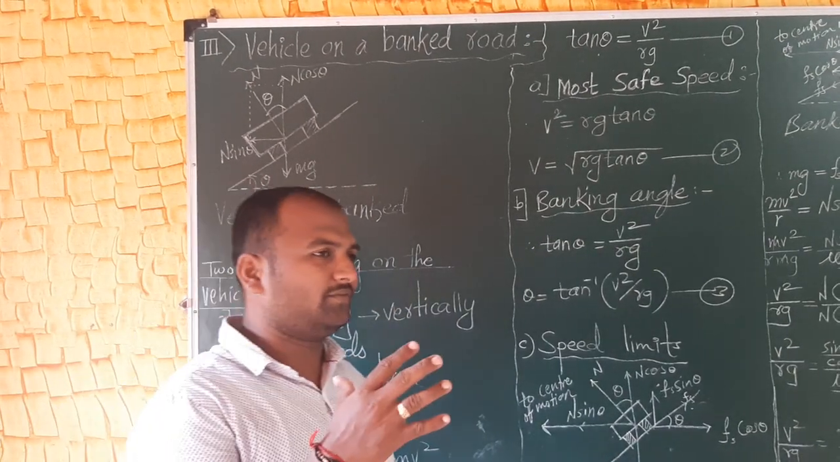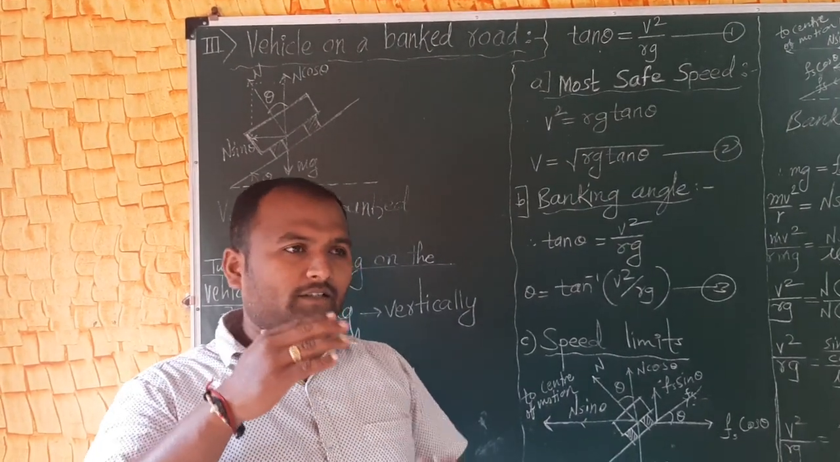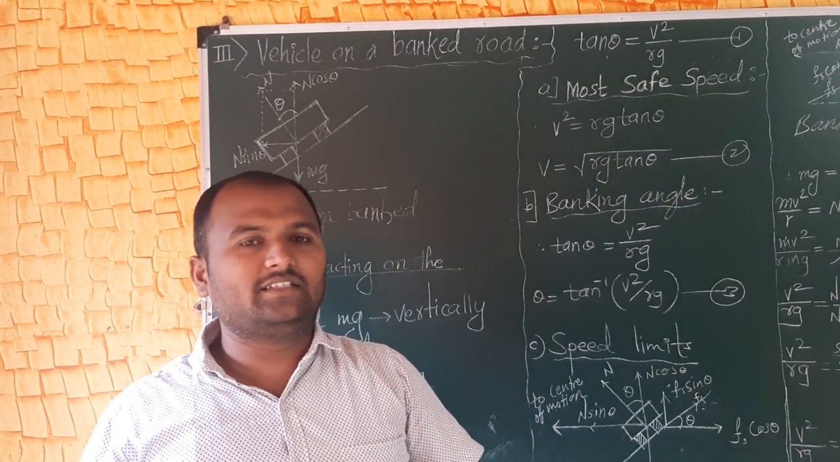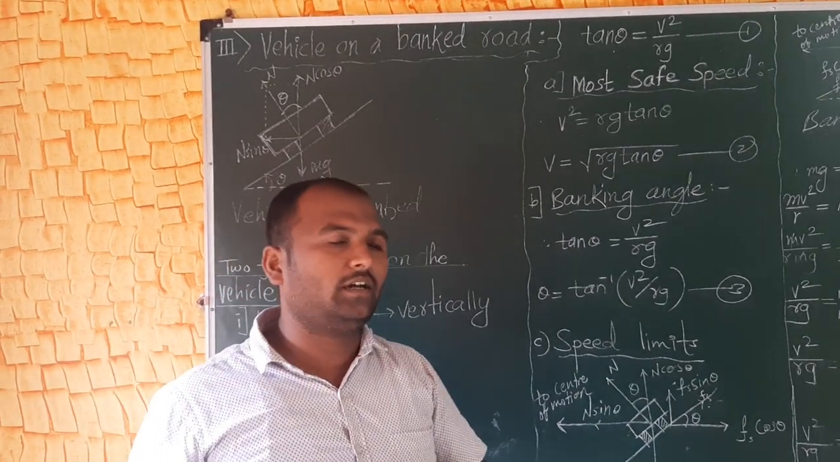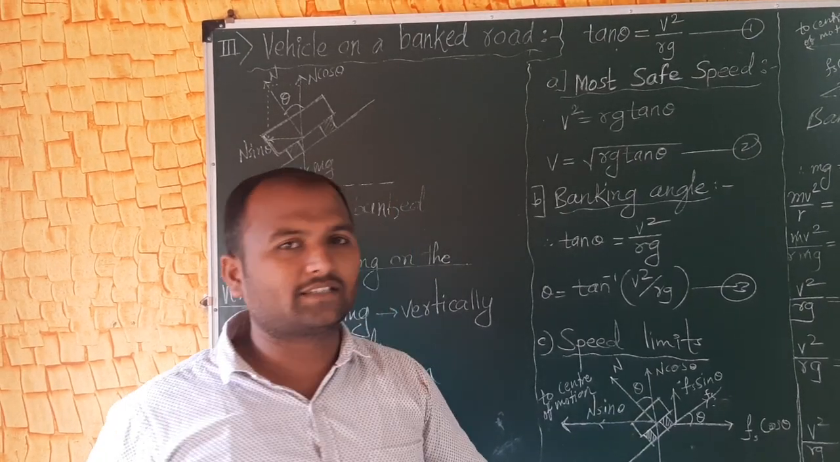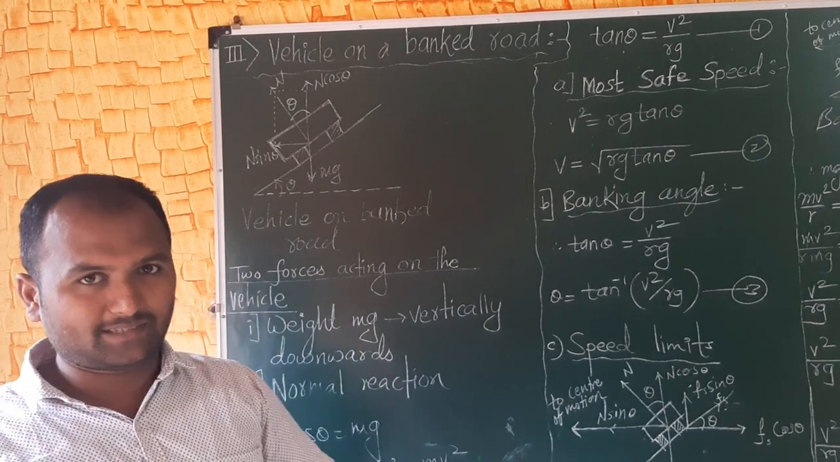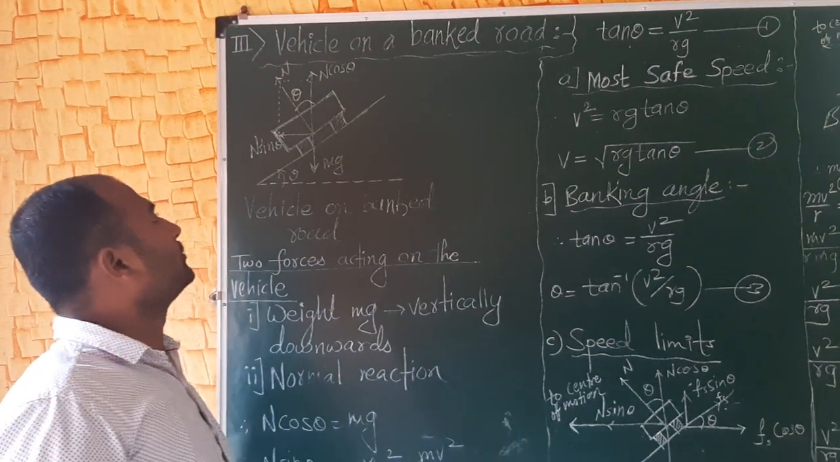The process of raising the outer edge over its inner edge through a certain angle is called the banking of road, and the angle made with the horizontal surface is called the angle of banking. Here we have discussed the banking of roads.